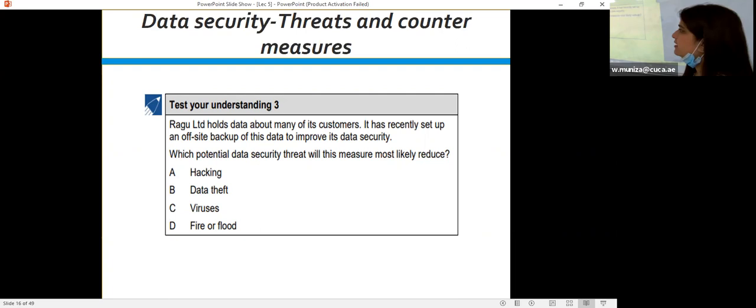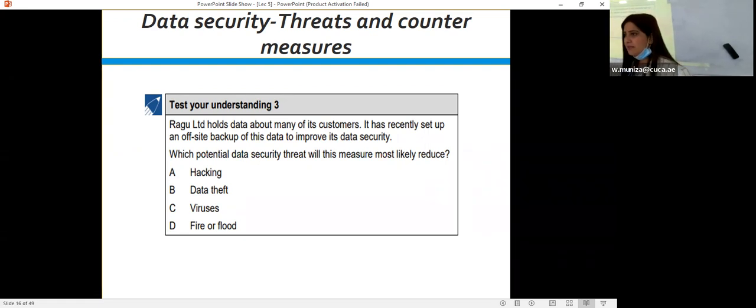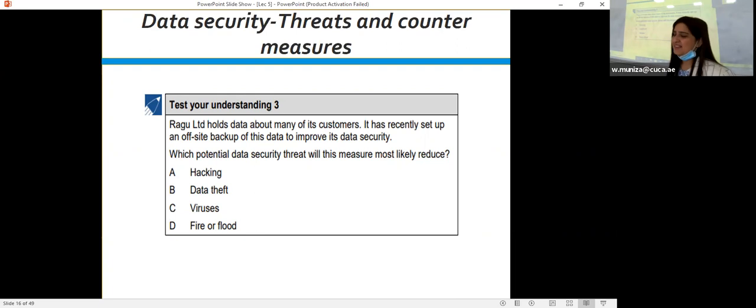If there are off-site backups of the data, which potential threat is this measure going to reduce? If we have backups of certain data, is it going to reduce the risk of hacking, Mariam? What is the meaning of hacking? If someone is gaining unauthorized access to data and the data is already leaked, then whatever backups we have are not going to be effective. So is it going to reduce the threat of hacking? No. When the data is hacked and accessed by a particular party, whatever backups we have are not going to be effective.